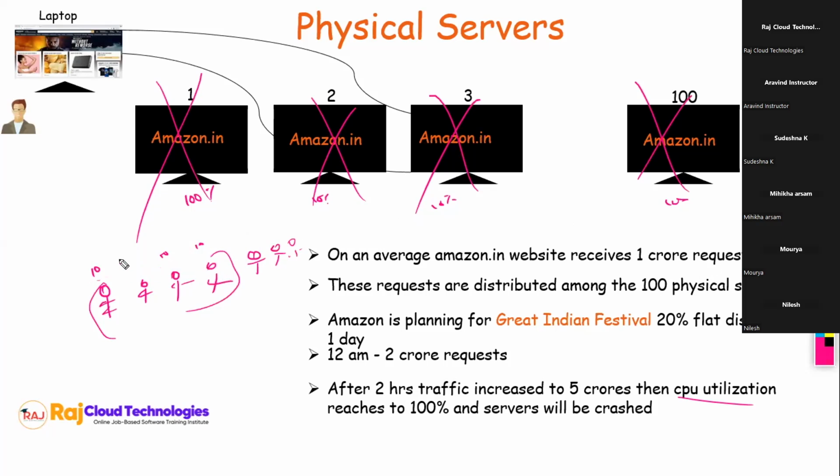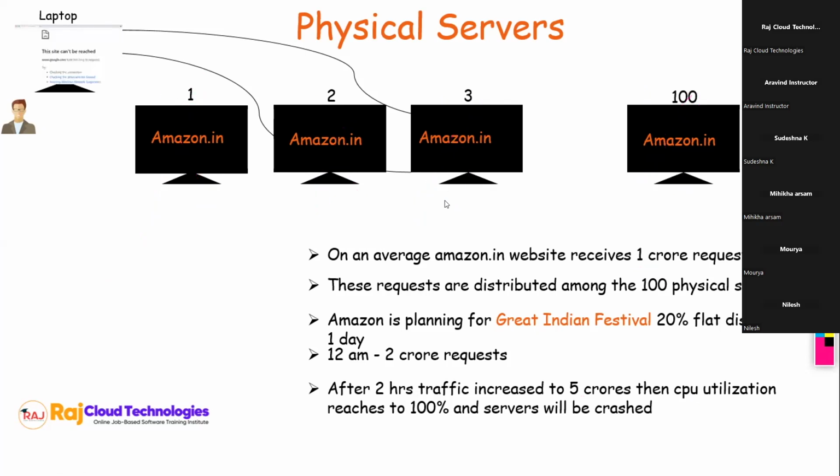Here also it is the same thing. The number of servers is only 100, but more requests are coming. Yesterday there was 1 crore, but today it increases to 5 crore, while the number of servers is still only 100. Even with maximum effort, they couldn't give responses to all the users. So the increased burden leads to servers crashing.